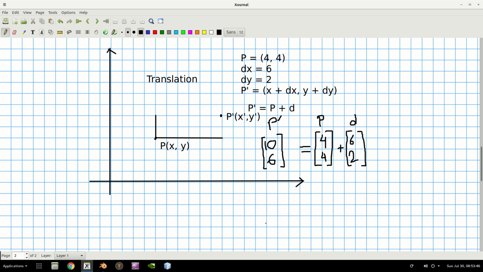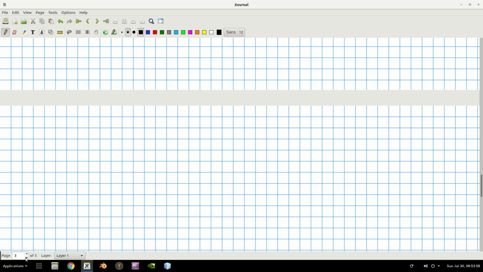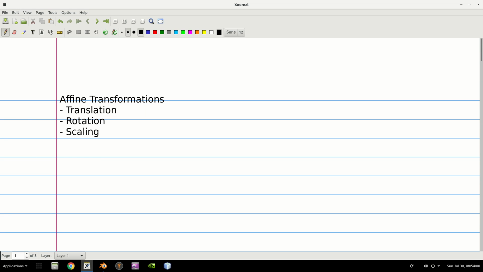Okay, so this one is for translation, and we want to go for the other ones, like I wrote in the previous page. We're going to study three things: translation, rotation, and scaling, and they all fall under affine transformation. You're transforming a given polygon to something else. But what you need to remember is that while doing so, we are keeping the points together.